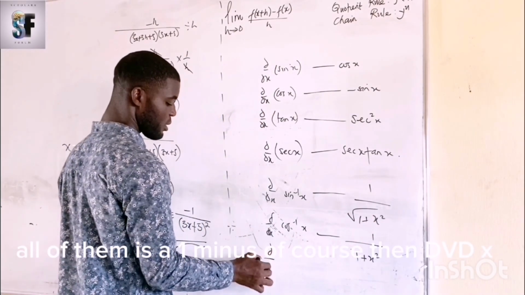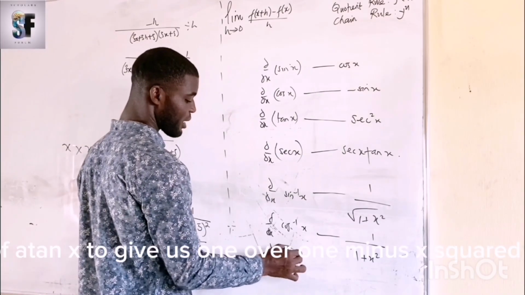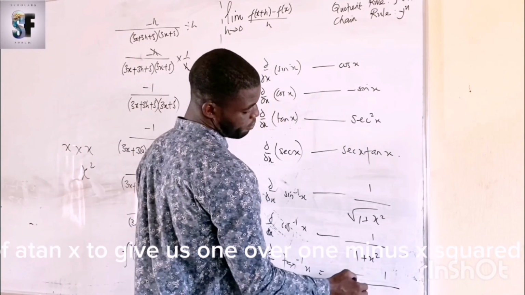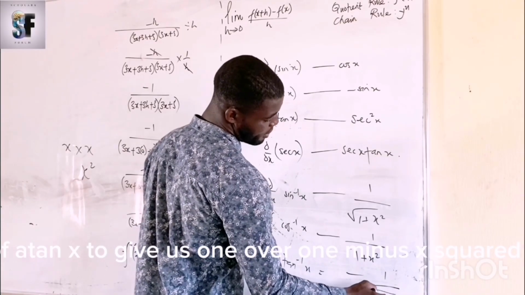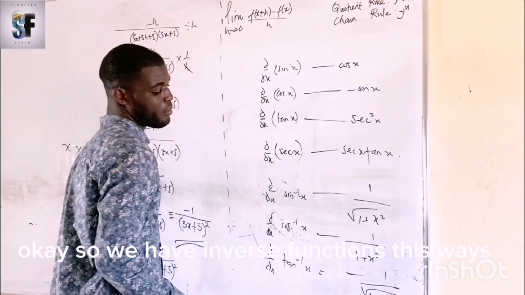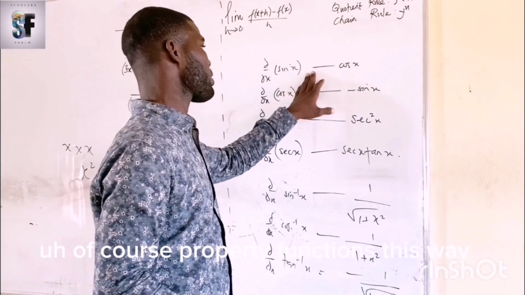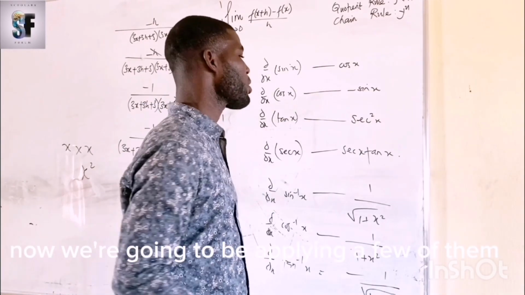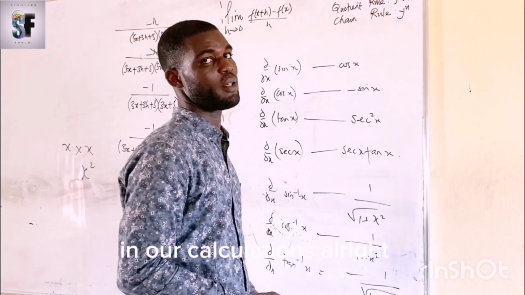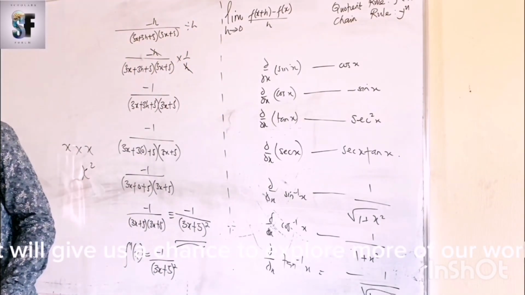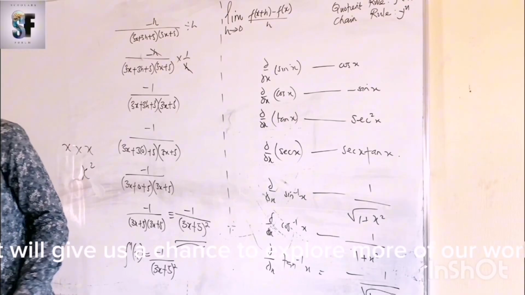Then d/dx of arctan x will give us 1 over 1 minus x squared. So we have inverse functions this way, and of course, primary functions this way. Now we're going to be applying a few of them in our calculations. That will give us a chance to explore more of our work.